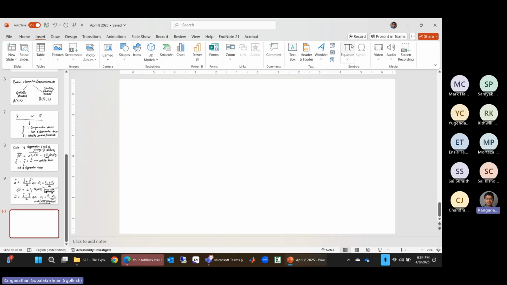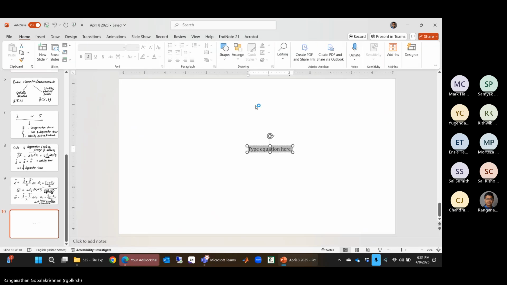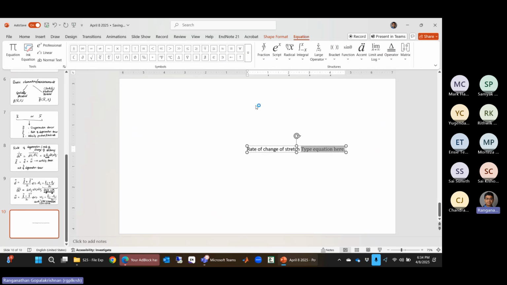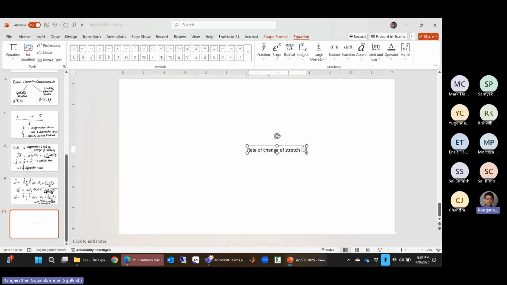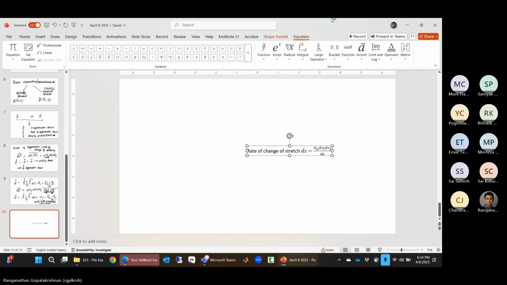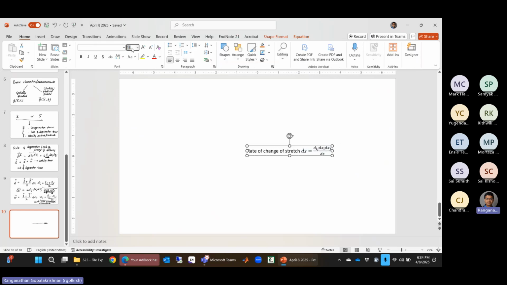So we talked about rate of change of stretch. Okay, so that would be ds dot, which is equal to dij dxi dxj divided by ds. Make this font size a little bit bigger.